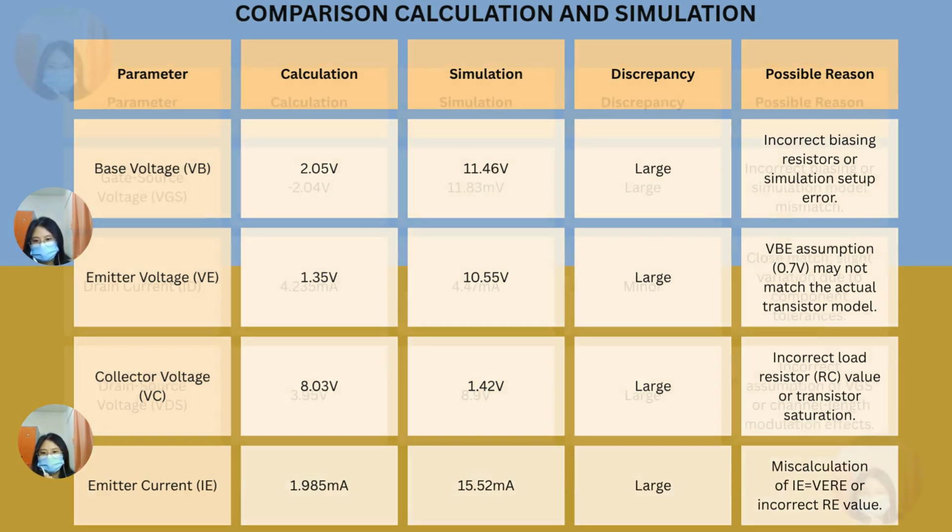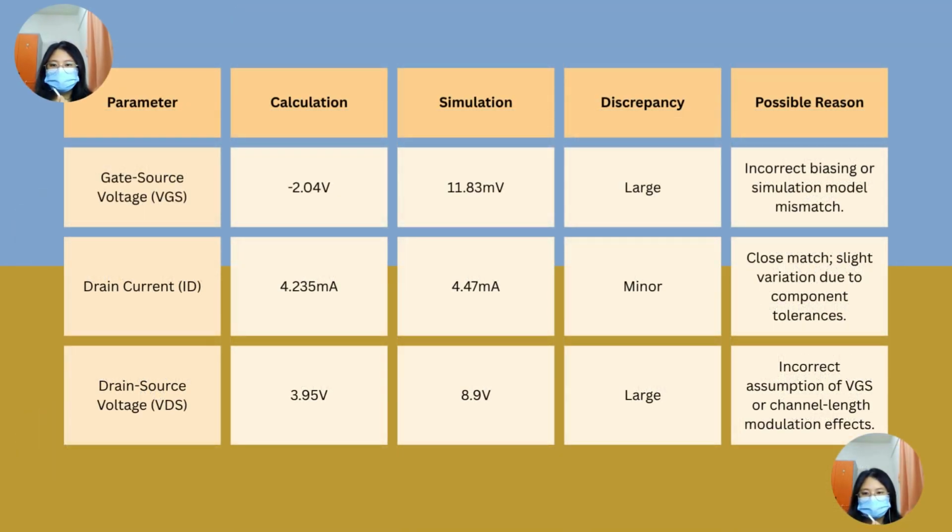The third one is collector voltage. We got 8.03 voltage for calculation and 1.42 voltage for simulation. And for the emitter current, we got 1.985 mA for calculation, but 52 mA for simulation.